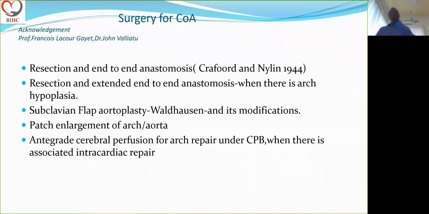The first surgical repair was done by resection and end-to-end anastomosis, Crawford and Nylund in 1944. The concept of extended end-to-end anastomosis to address arch hypoplasia is attributed to Professor Gerard Brohm, and a subclavian flap aortoplasty, Waldhausen, the Swedish surgeon, a patch enlargement of the arch or aorta. And for a proximal arch hypoplasia, antegrade cerebral perfusion and repair under cardiopulmonary bypass, which is done today.